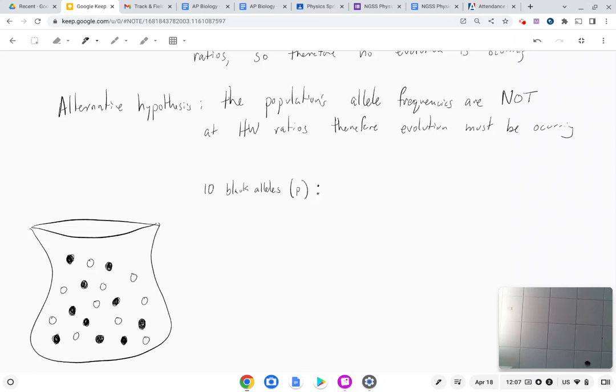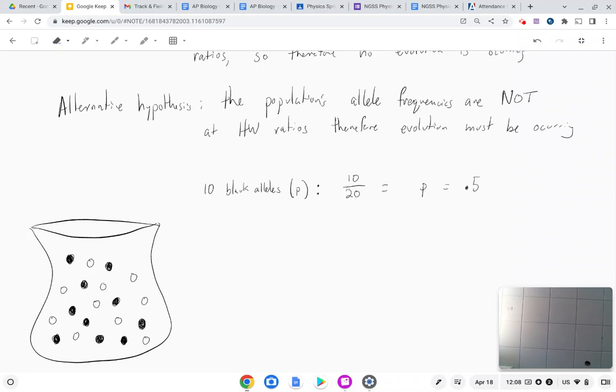And inside the container, we have a ratio of how many total beads do we have? 20, right? 20 total. And how many of them are the black allele? 10. 10 out of 20 is the same as a 0.5 frequency. And so that equals P, okay? So P equals 0.5. Let's just write it like this. P equals 0.5.